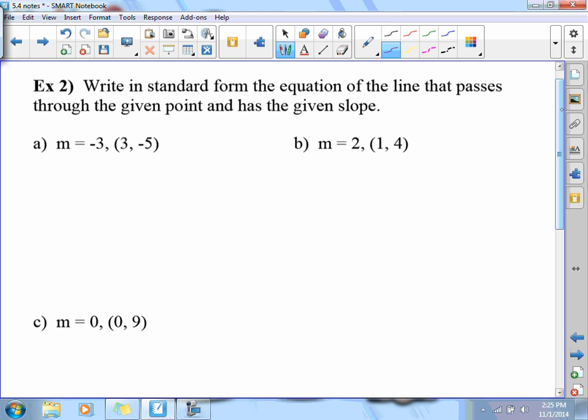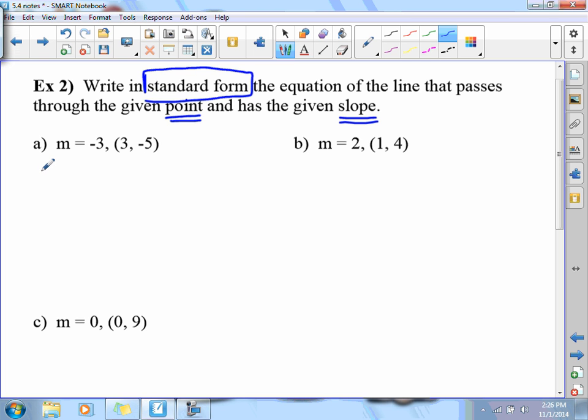Okay, example 2 says to write in standard form the equation of the line that passes through the given point and has the given slope. Okay, now if I see the words point and slope, right away I should think of point-slope form. So that's how I'm going to start these problems. Once I get it in point-slope form, then I have to rework it so that it's in standard form. I want my final answer in standard form.